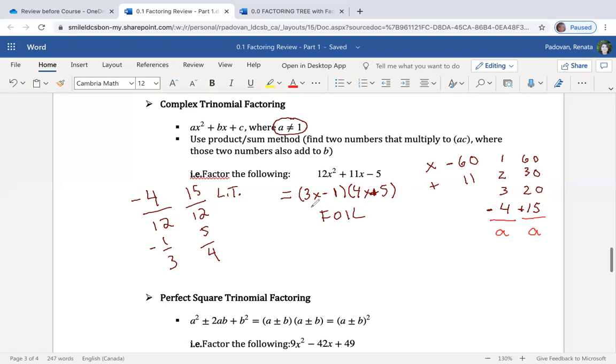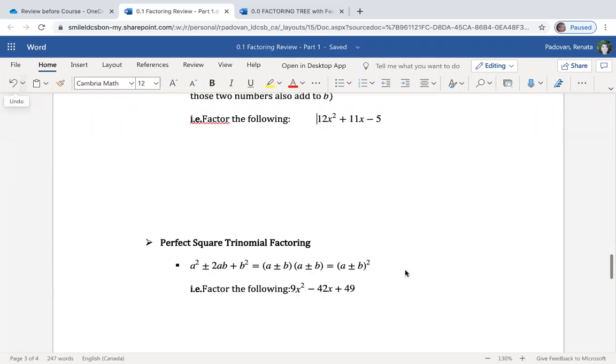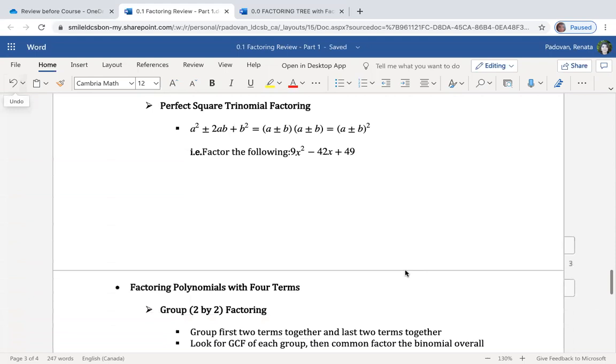Okay, what about perfect square factoring? Perfect square factoring would have a general look like a squared plus 2ab plus b squared, or it could be a minus sign: a squared minus 2ab plus b squared. But notice how the sign in front of the third term is always positive though. And then your answer would be either a minus b and a minus b if that was a negative, or a plus b multiplied by a plus b if it was all positive signs.